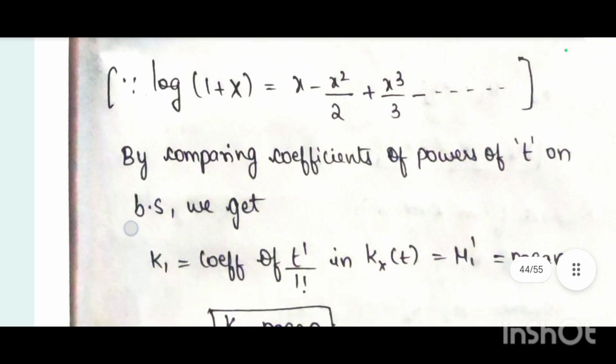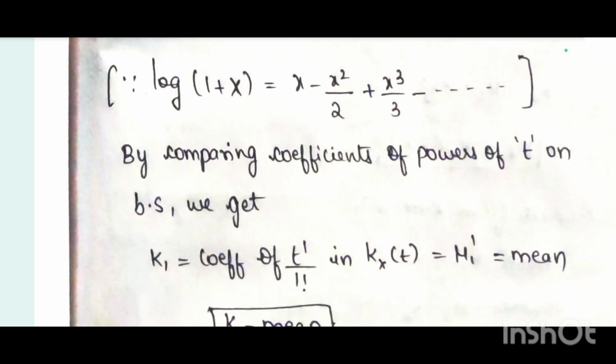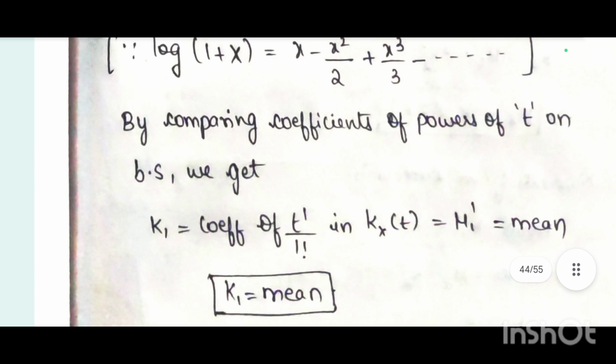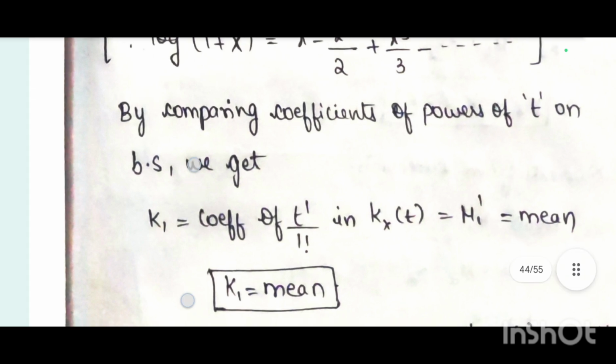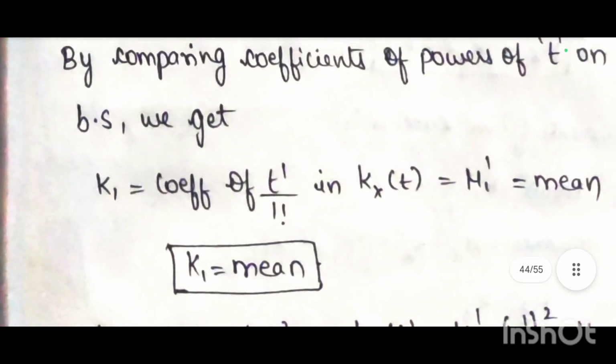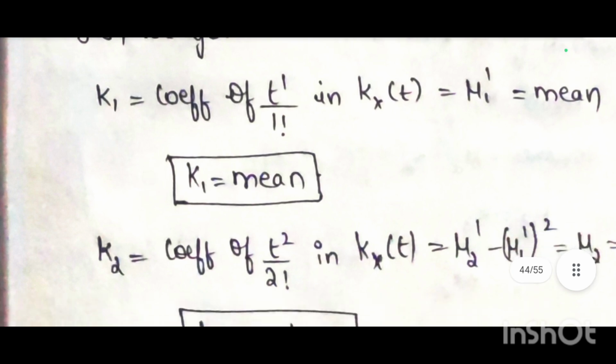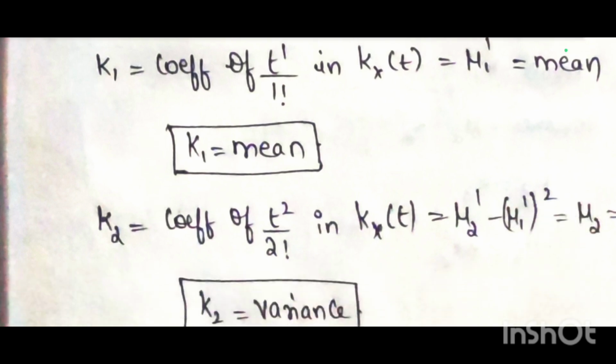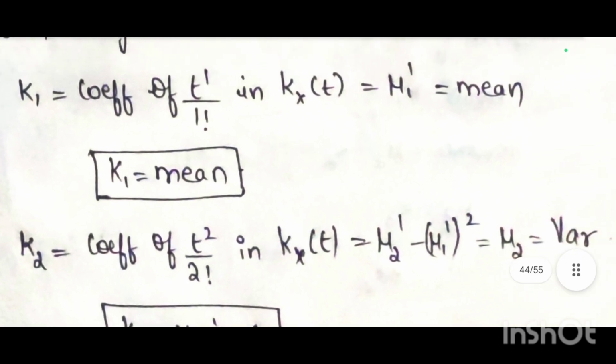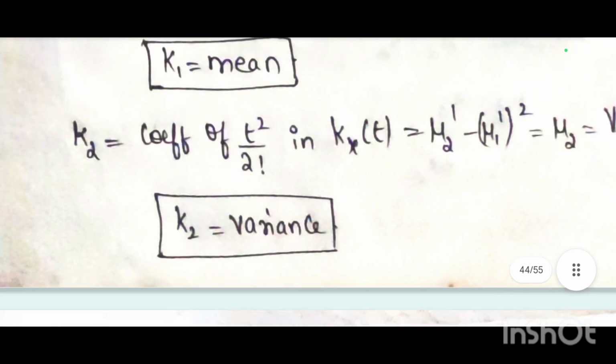On comparing the coefficients of powers of t on both sides, we will get K1 equals the coefficient of t to the power of 1 divided by 1 factorial in Kx of t, which is mu1 dash. So that is the mean. Similarly, K2 equals the coefficient of t square in Kx of t, which is mu2 dash minus mu1 dash whole square. This is very important. This is called the variance.